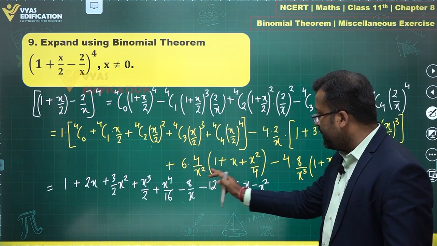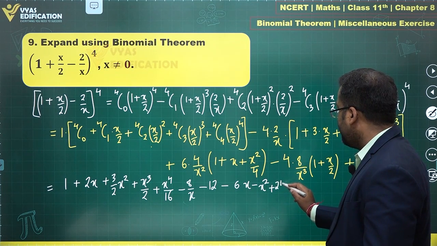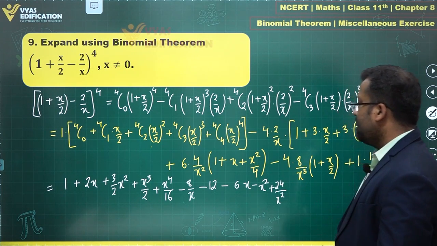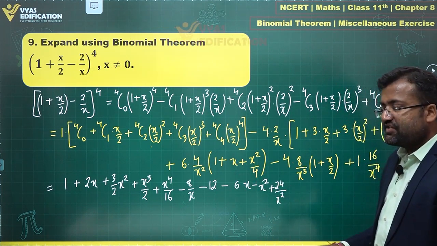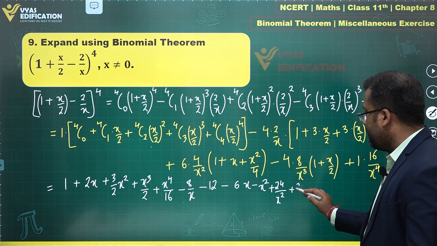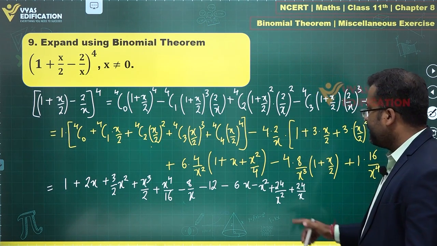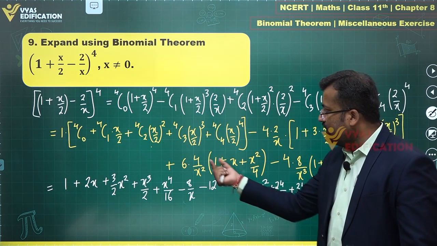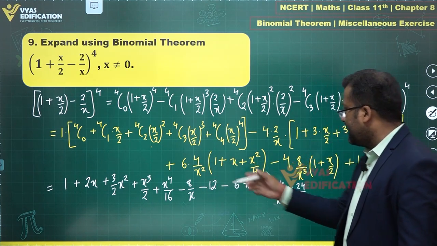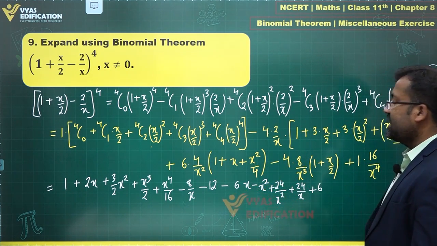6, 4, 24 upon x square times 1 is 24 over x square only. What about the next one? Into x. 24 upon x square into x will be 24 upon x. When we multiply by x square upon 4, the 4 will get cancelled. X square will get cancelled. What you'll get is simply 6.